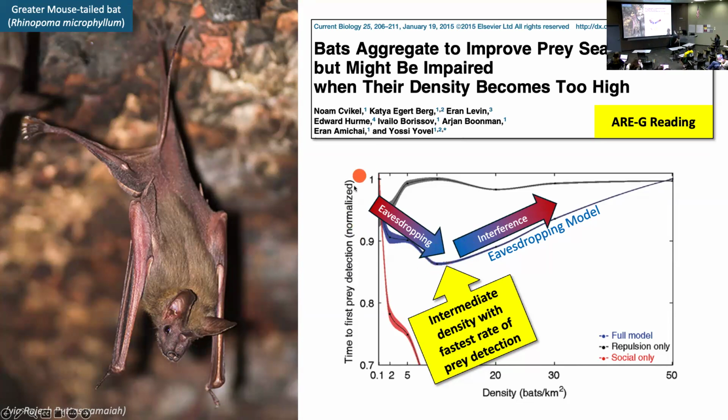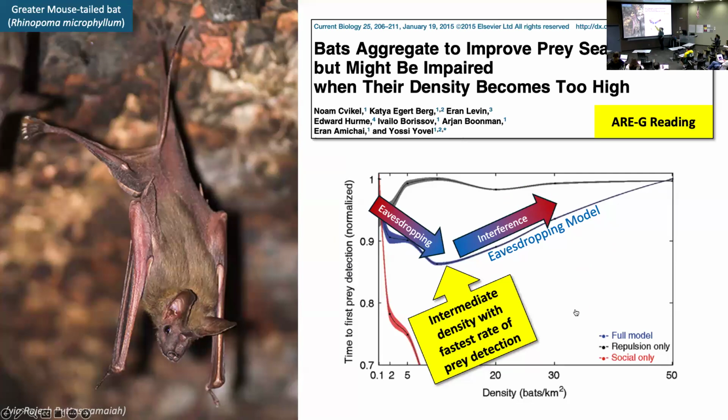The eavesdropping is why you would join a group. You want to hear the signals of the other bats and eavesdrop on the responses. But then once it gets really dense, if you join that group of bats, there's always going to be a bat in front of you. It's just going to be really hard to see where the prey is. So at some point, these large clusters are not so great.